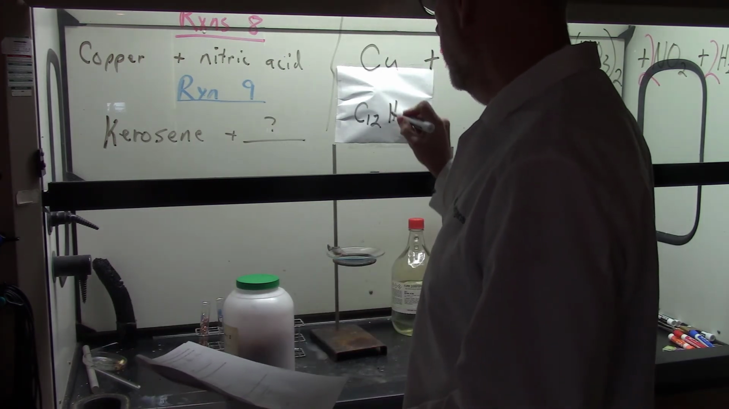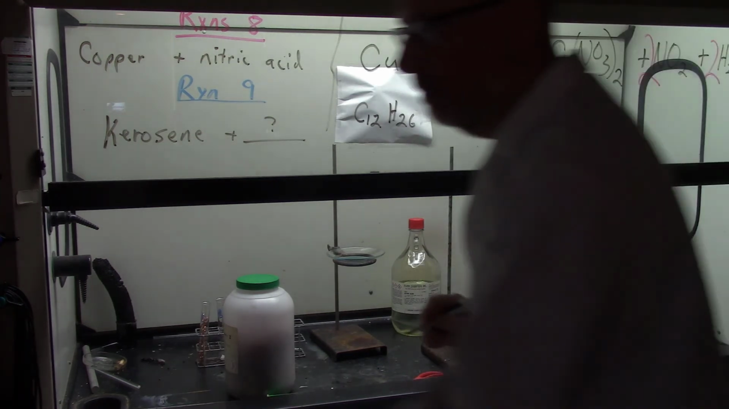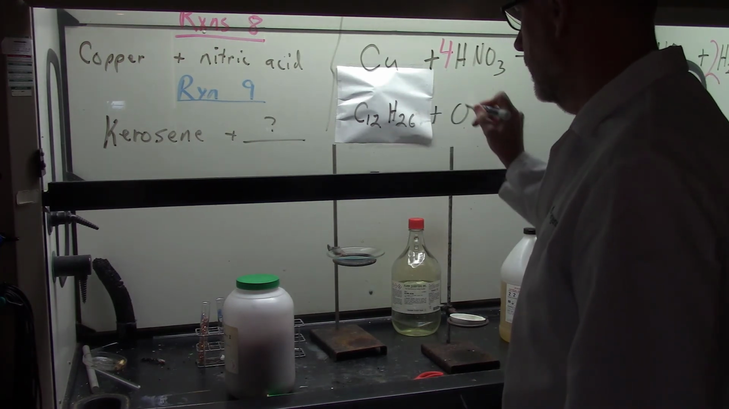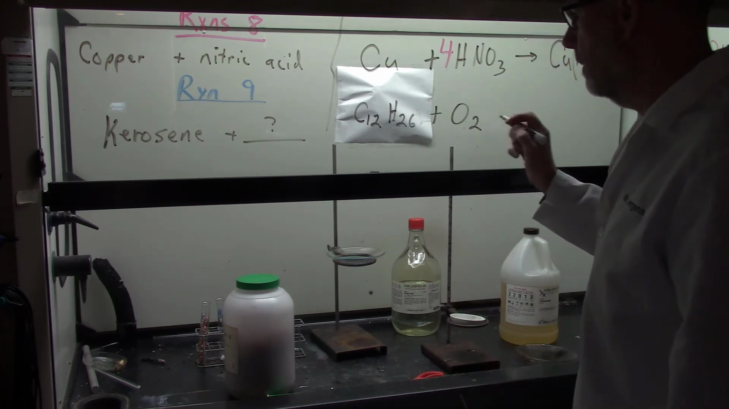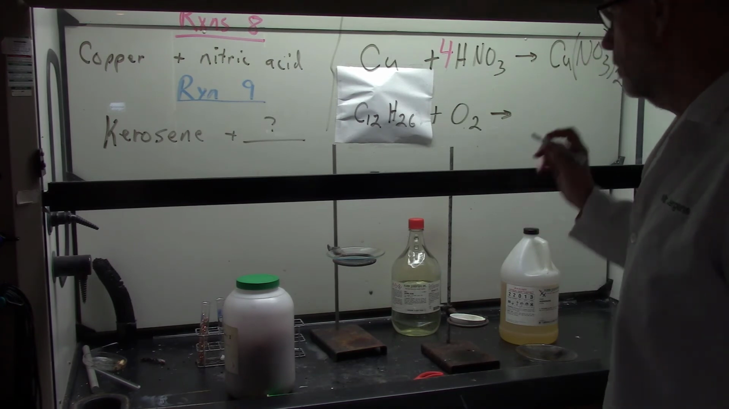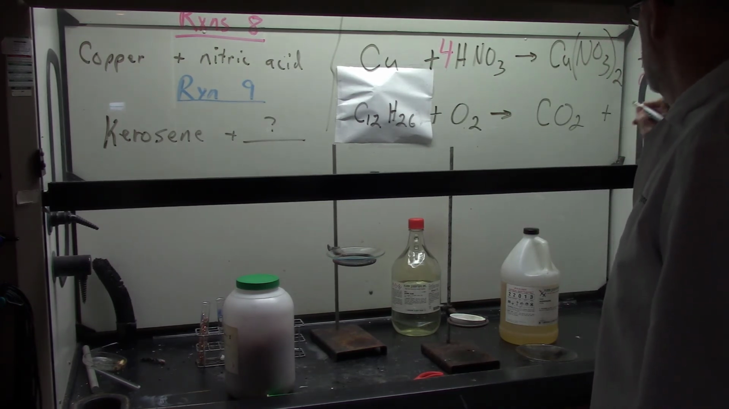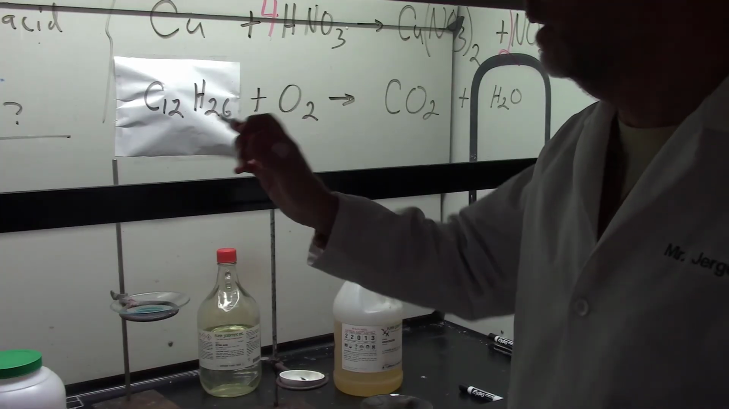C12H26. Well, we know that this was a combustion reaction. It was burning. There's our fuel. We need oxygen, which comes out of the atmosphere. Oxygen is always O2 if it's not bonded to something else. And when a combustion reaction occurs, we always get CO2 plus H2O. And this is an interesting balancing problem.